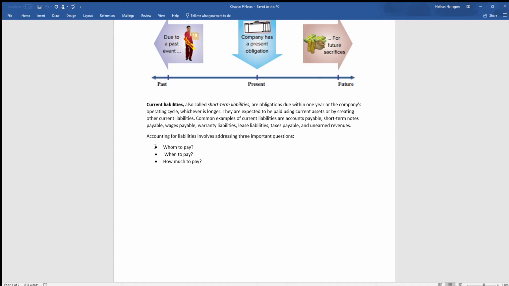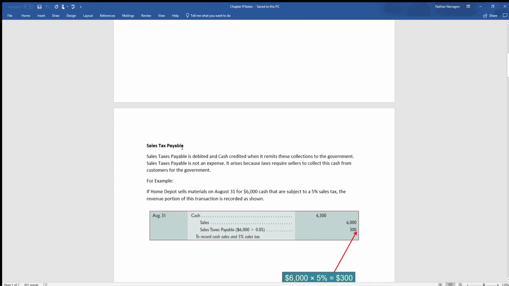Usually when we write a check to one of these, we end up having these 3 questions. Who do we pay? When do we pay it? How much do we pay? So it's always good to know that when we're discussing a liability. Notice, again, the key word in all 3 questions is pay. So we always have to pay.